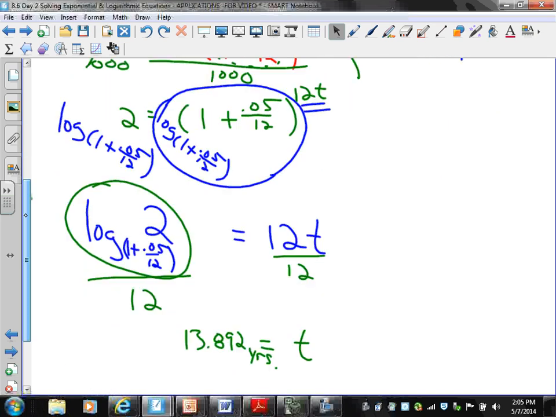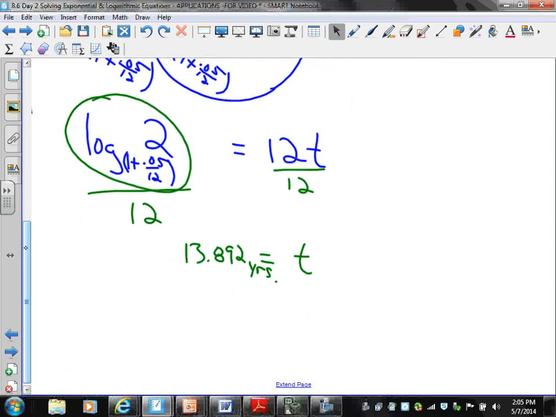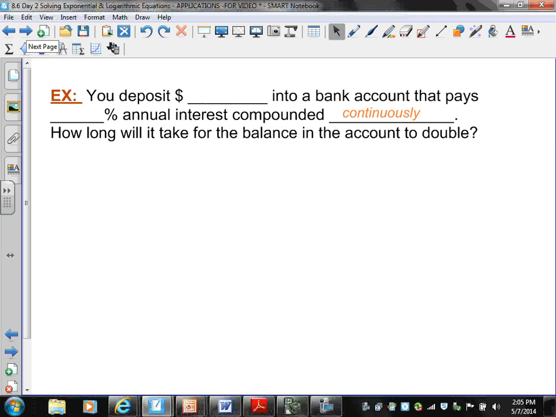Okay. Let's look at one that's a little bit nicer. I'm going to do the same type of problem. We're going to take some money, we're going to deposit it, and I'm going to ask really the same type of question. So let's take our same $1,000, our same 5%. We're going to compound this continuously this time. And I'm going to ask the same question: how long does it take for the balance of the account to double?